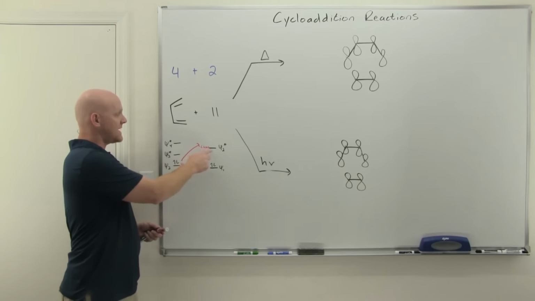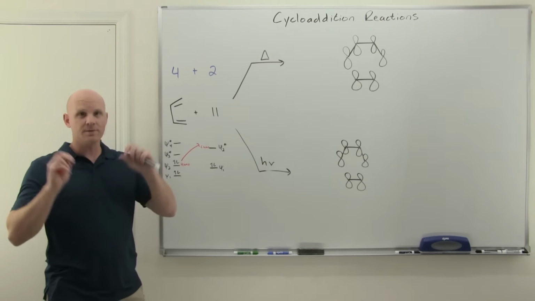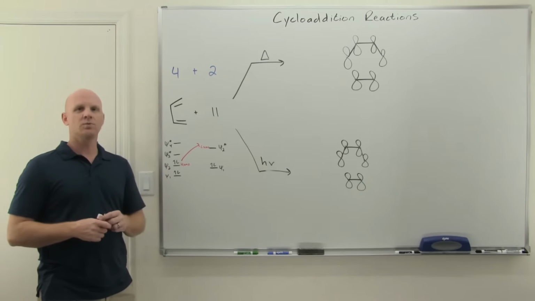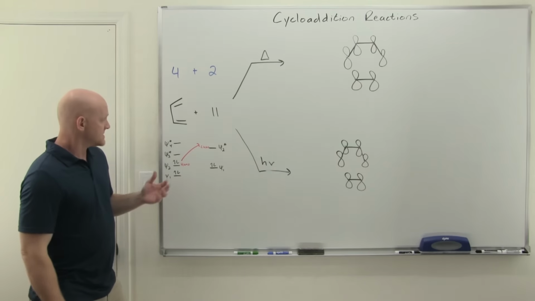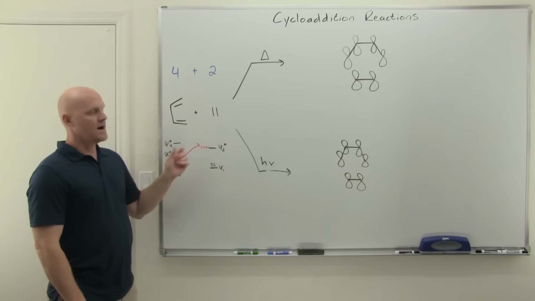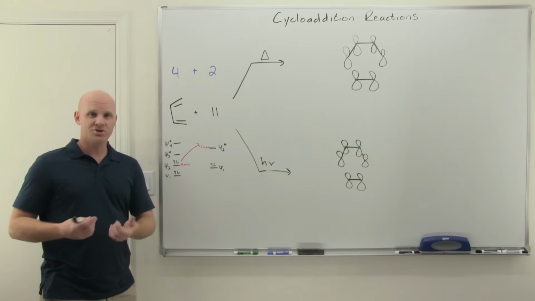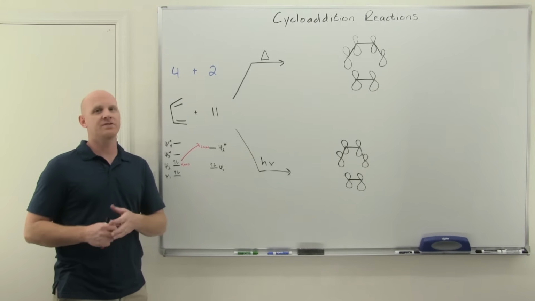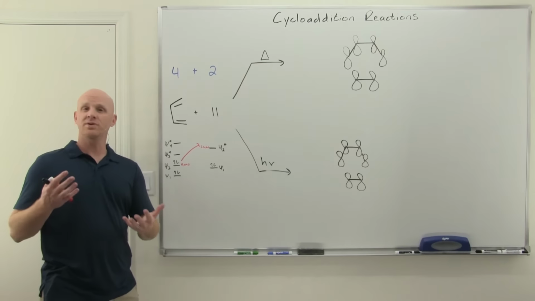And it is these molecular orbitals, part of the frontier molecular orbitals, a term we use to describe the HOMO and LUMO, that need to actually match symmetry to be a symmetry-allowed reaction. And if they don't match, it'll be a symmetry-forbidden reaction.